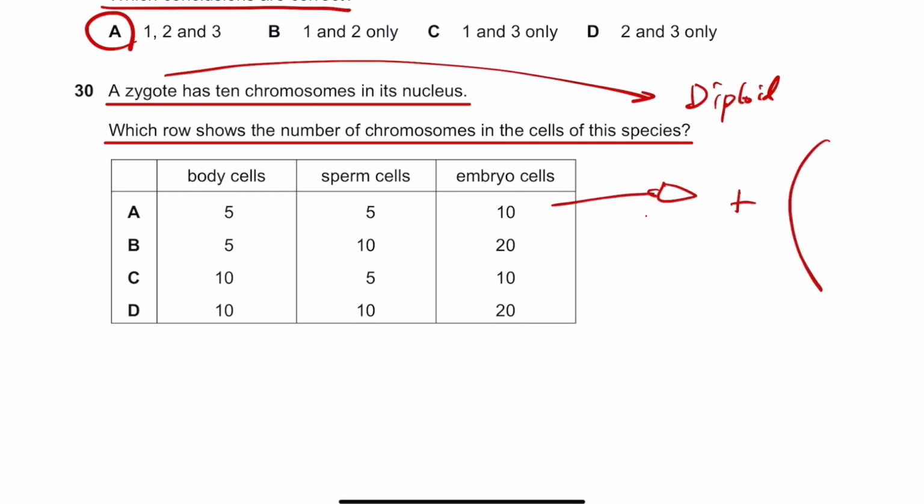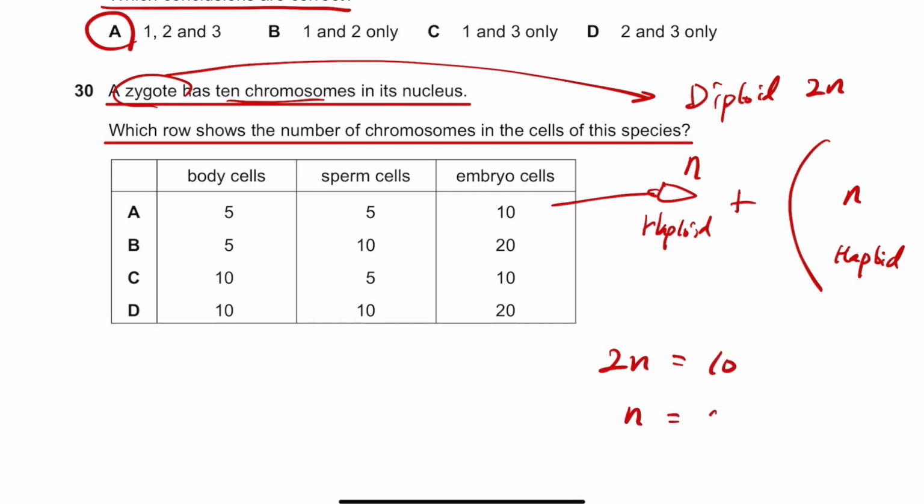So both of them are haploids. So they're both N's, single N's, and zygotes are diploid, so that's 2N. And it says the zygote has 10 chromosomes, so 2N equals 10, which means the haploid nucleus has 5 chromosomes.